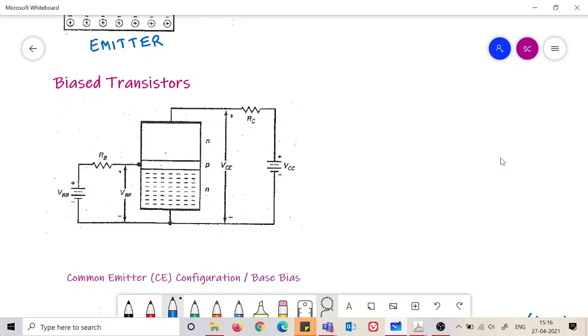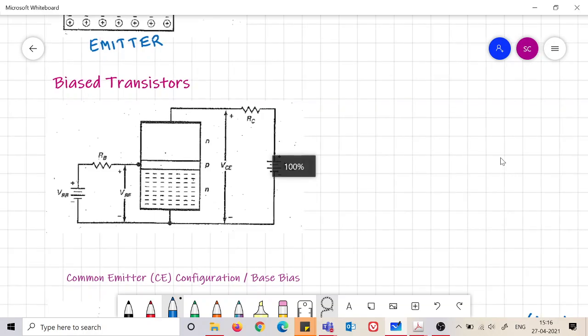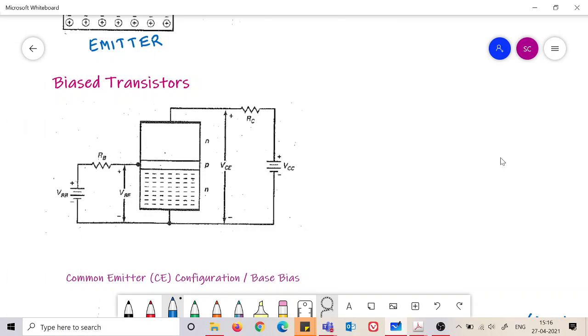And when this is happening, then how is the current flowing? So let us concentrate on the majority carriers, which is the electrons in this case. How do the electrons flow? So let us try to understand. So when we set up the biasing in this way, then what would happen? These electrons would come to this base.